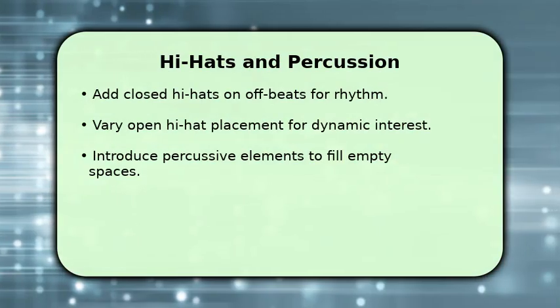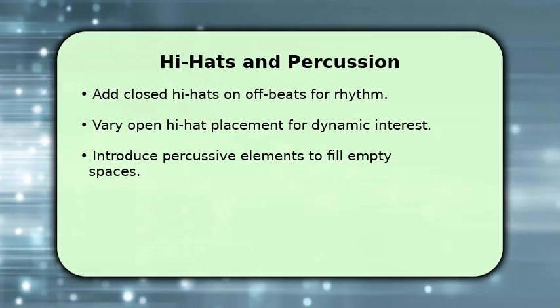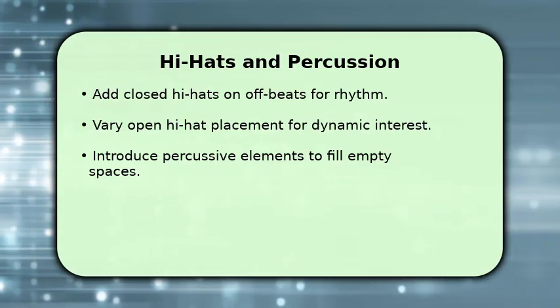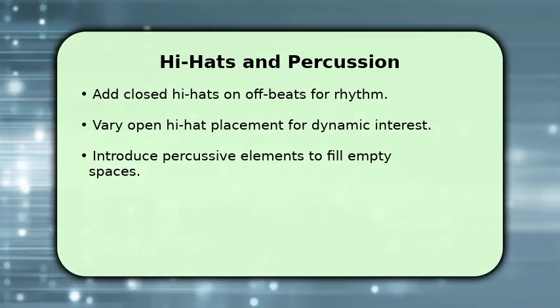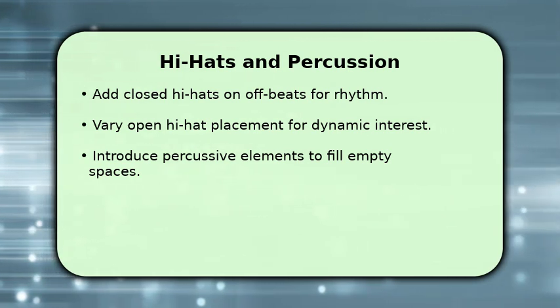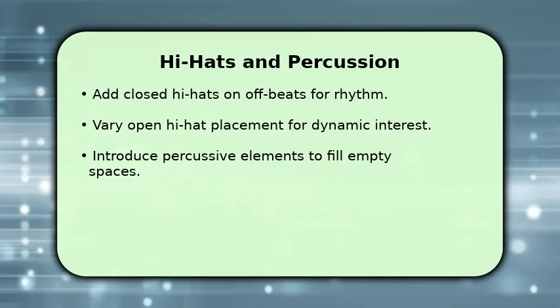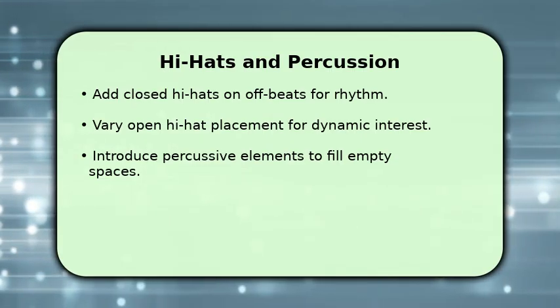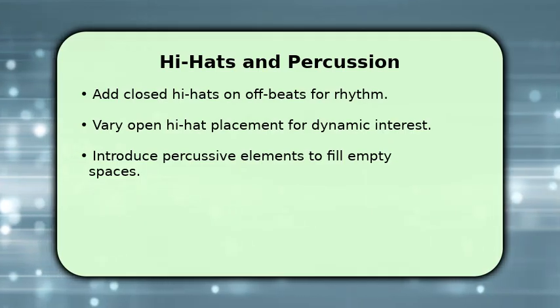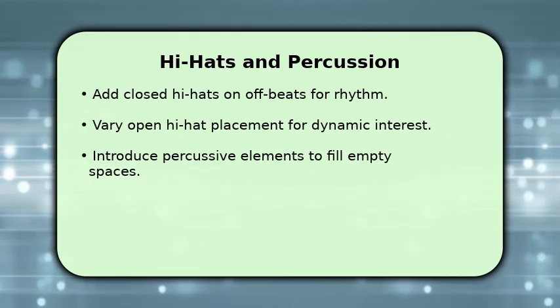With your kick and snare in place, it's time to add groove and complexity with hi-hats and percussion. Place closed hi-hats on the offbeats to create a driving rhythmic pulse. Experiment with varying the placement of open hi-hats to introduce dynamic interest and movement. Finally, strategically introduce other percussive elements like shakers or rim shots to fill any empty spaces and enhance the overall texture of your drum pattern.